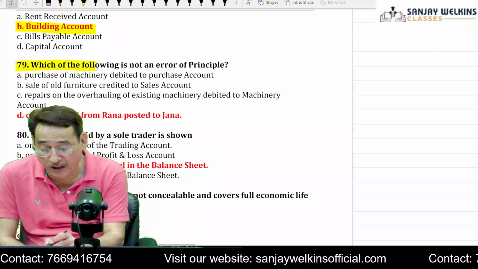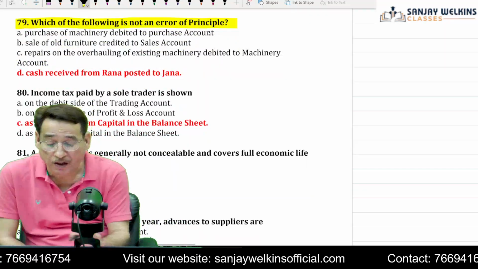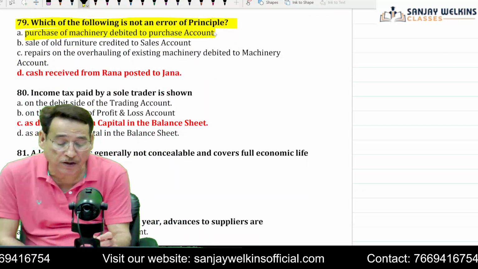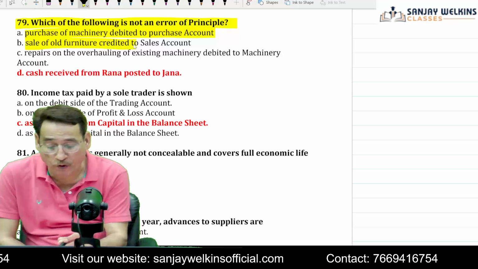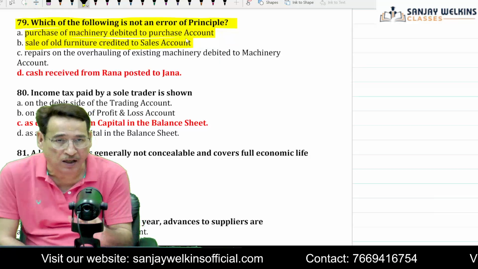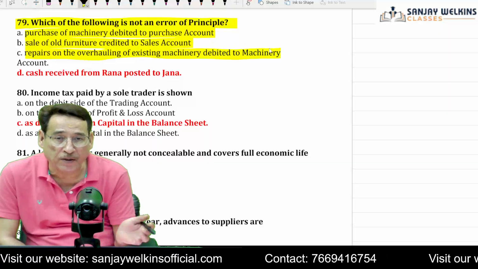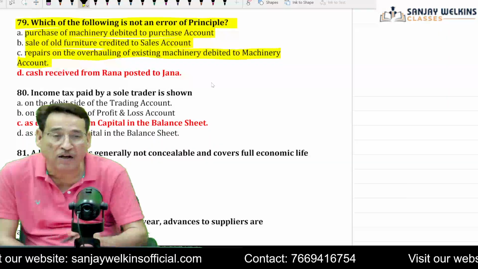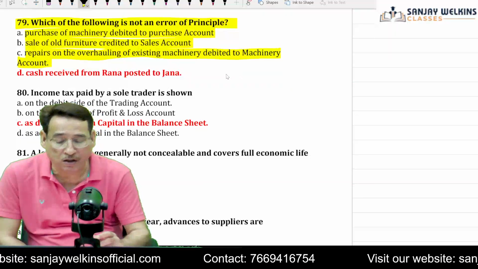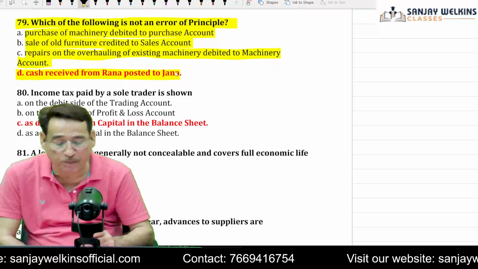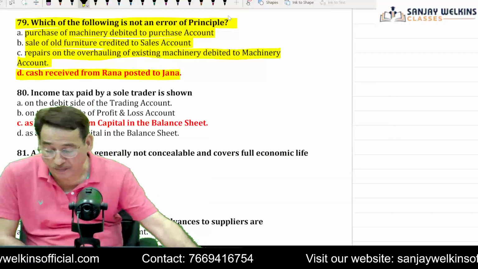Which of the following is not an error of principle? Purchase of machinery debited to purchases account. It is an error of principle. Sale of old furniture credited to sales account. Again, it is an error of principle. Repairs on overhauling of machinery debited to machinery account. Again, it is an error of principle. Now, question is asking which one is not an error of principle. Cash receipt from Rana posted to Jana. Now, this is definitely not an error of principle.